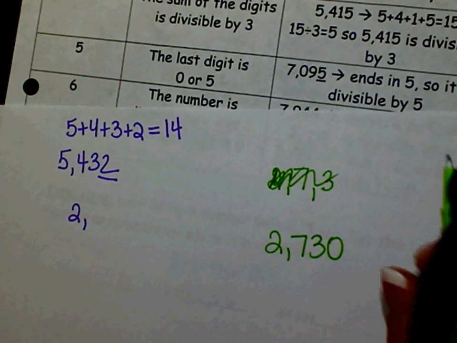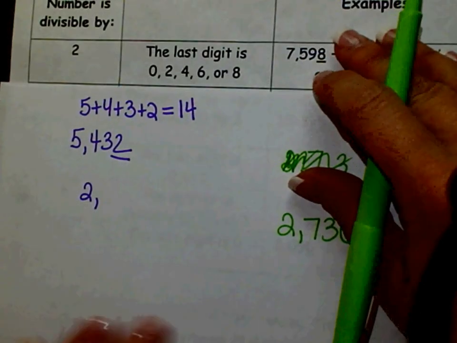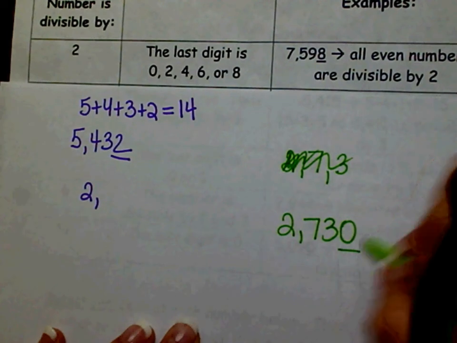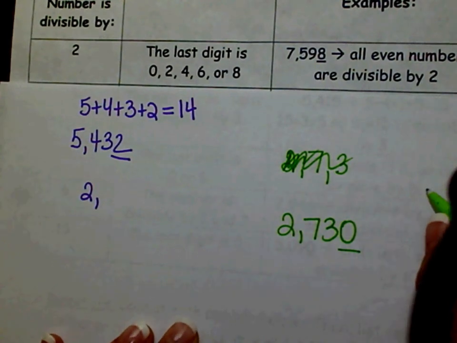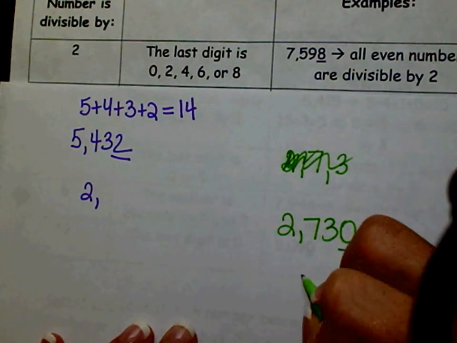Okay, so you should have tried this on your own. We're going to do just what we've been doing. Let's go step by step. Look at the last digit. It's the ones place. The rule for 2 says the last digit has to be a 0, 2, 4, 6, or 8. Is it? Yes, it's a 0, so this is divisible by 2.